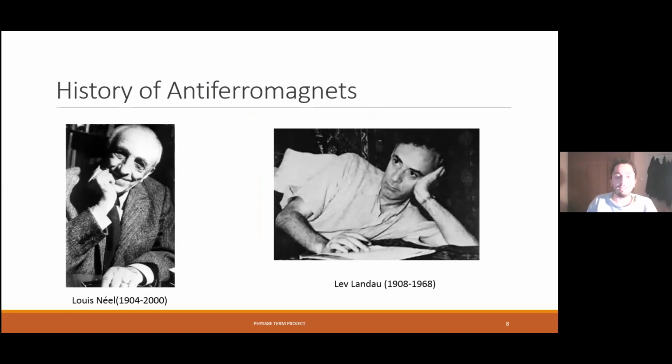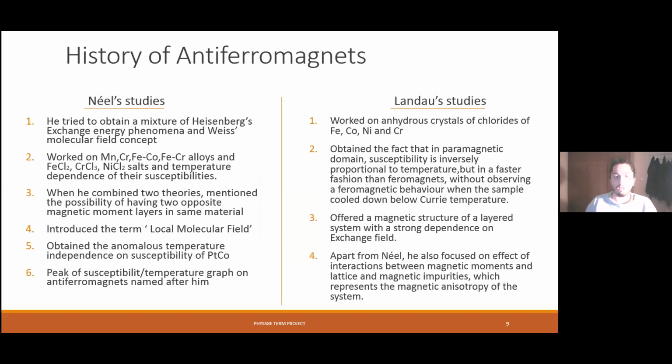These two people are Louis Néel and Lev Landau, who are the pioneers of antiferromagnetic technology because they investigated antiferromagnets in the most basic sense. To make short comments on their studies, I took some notes. Regarding Néel's studies, he basically tried to obtain a mixture of Heisenberg's exchange energy phenomena and the Weiss molecular field concept. He worked on magnesium, chromium, iron-cobalt, iron-chromium alloys, and iron chloride, chromium chloride, and nickel chloride salts, and the temperature dependence of their susceptibilities.